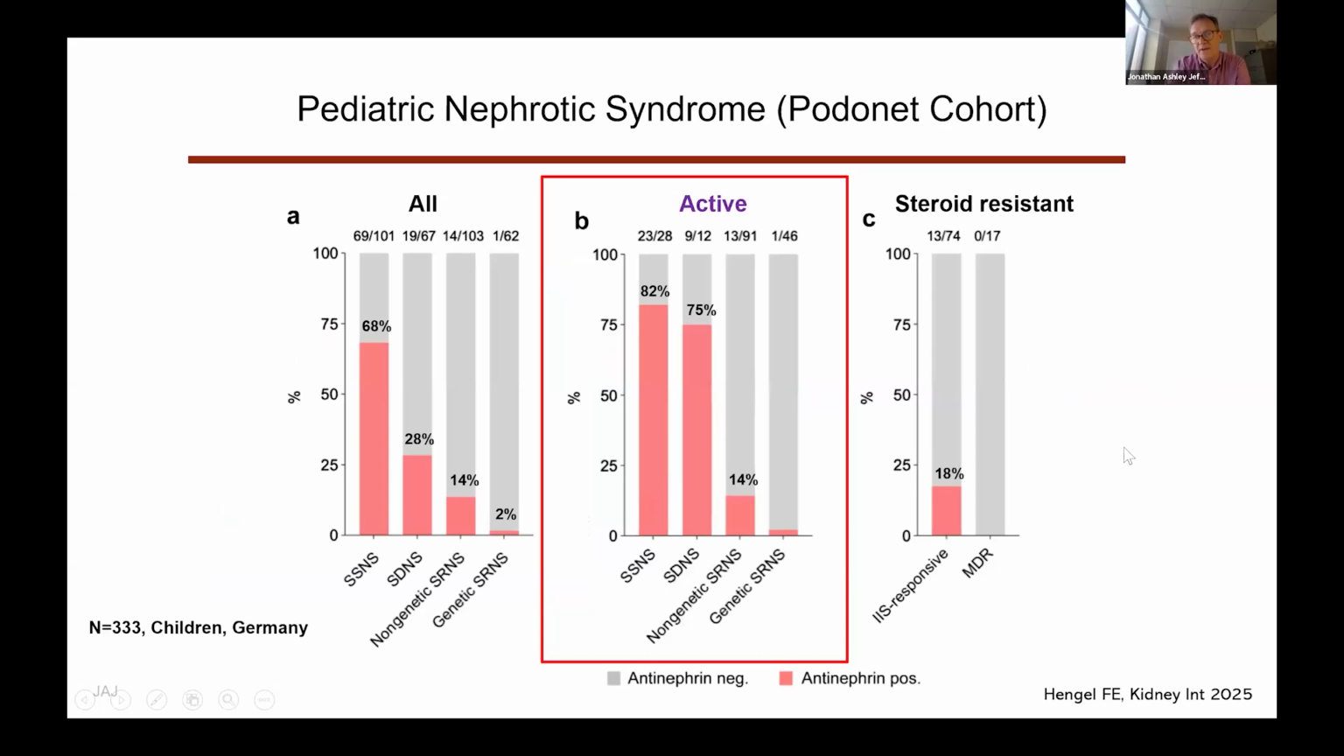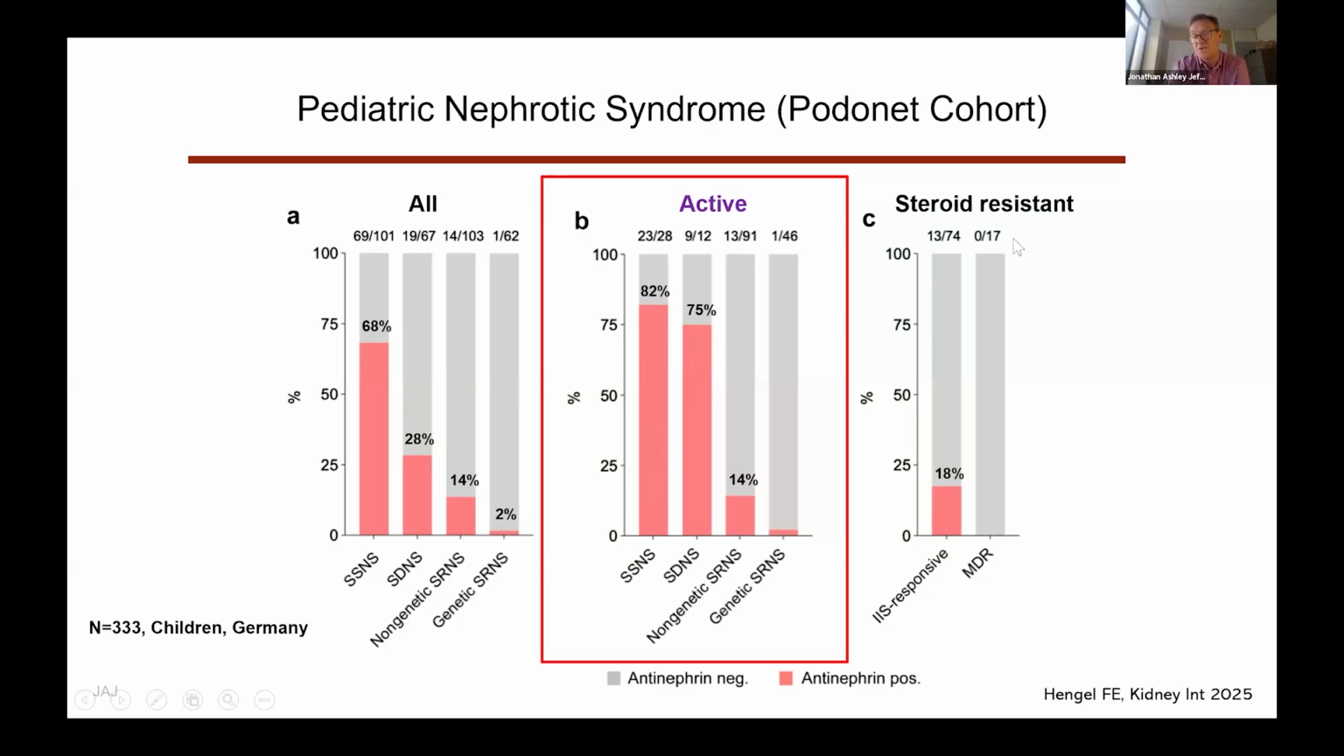The same group then expanded their number of children. They took the group that was in the New England Journal and added another 150 or so patients, to give a total of 333 patients. Again, what they saw was that in patients who were either steroid sensitive or steroid dependent, somewhere around 80% of these children had anti-nephrin antibodies.